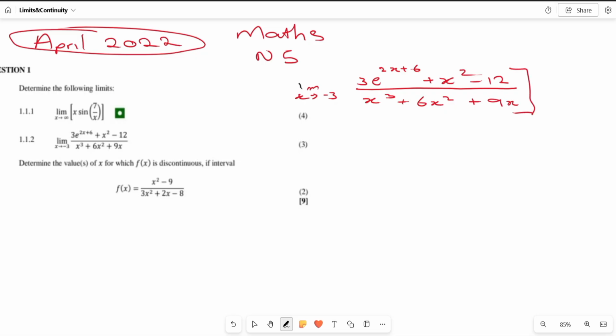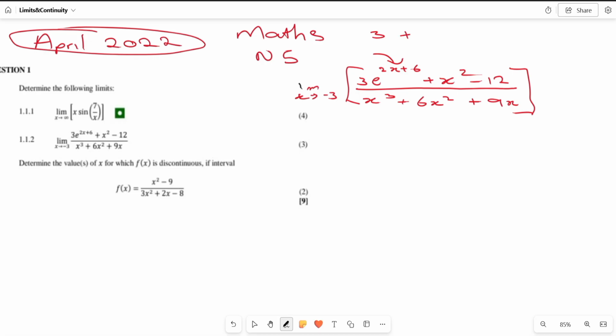The first thing that we can do is to find whether it's indeterminate or not. If we put minus 3 over here, we're going to have e to the power of 0, because it's going to be minus 6 and 6. So it's going to be 3e to the power of 0, which is going to be 3.